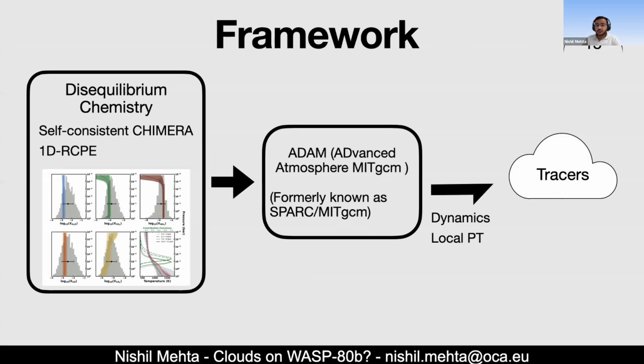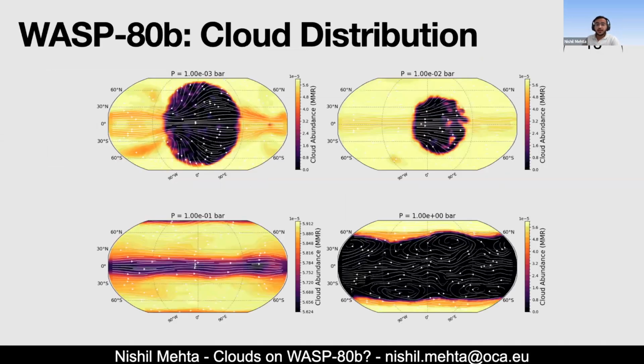And finally, these tracers also provide a radiative feedback back to the GCM, which can alter the thermal structure of the planet. Now, when we implement this cloudy framework for WASP-80b, we can get a cloud distribution which looks something like this. Here, the yellow color shows the presence of the clouds, and these are different cloud maps at different pressure levels.